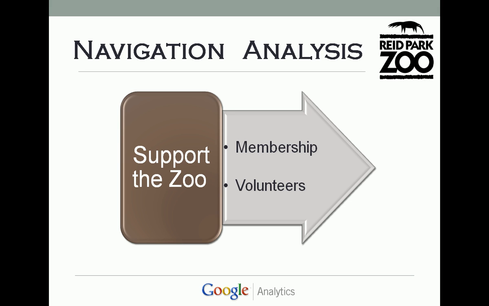It is also seen that people navigate from Support the Zoo to two major pages. One is logging in for the membership, and secondly signing up for volunteers. These two account for 70% of the total traffic.